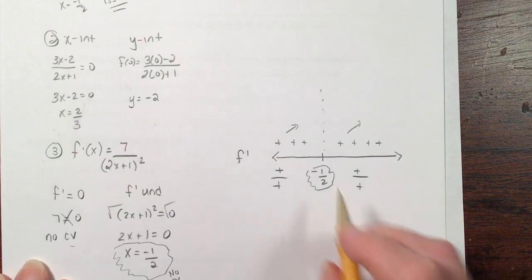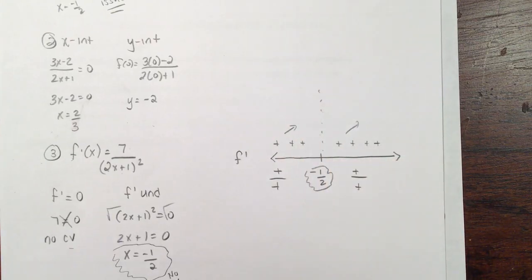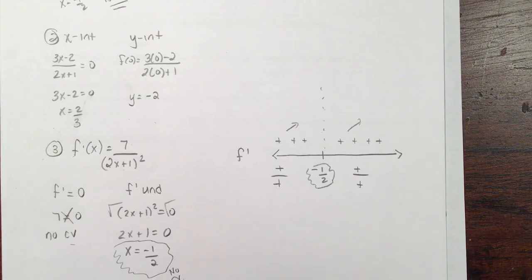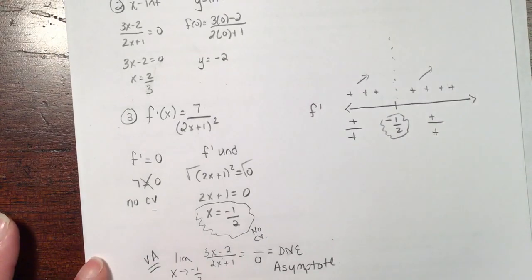That's what that means. However, something's going on. So now let's find the second derivative and see what information that gives us. F double prime of x equal to 0.